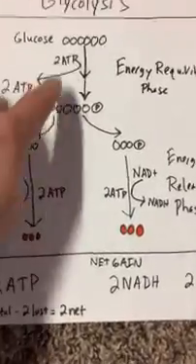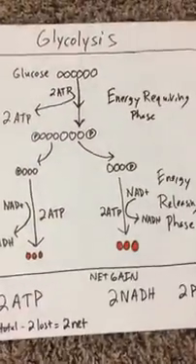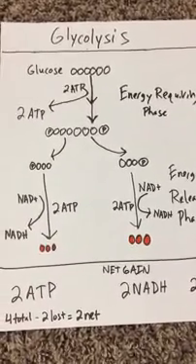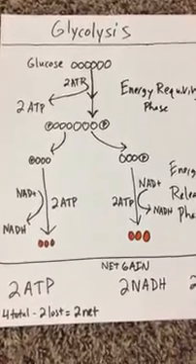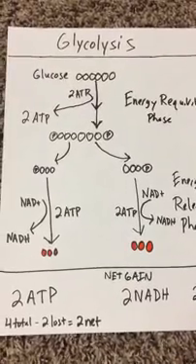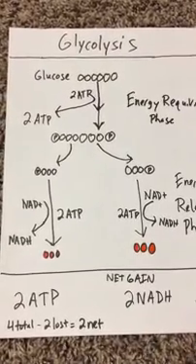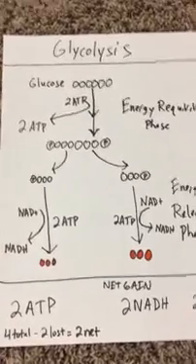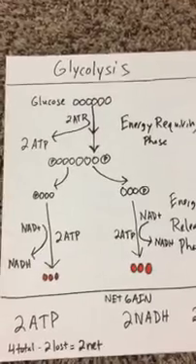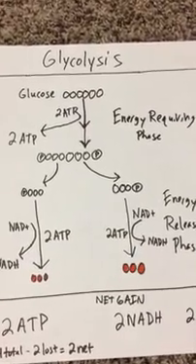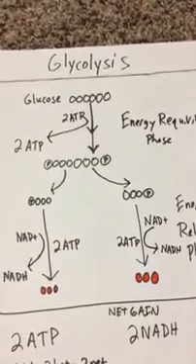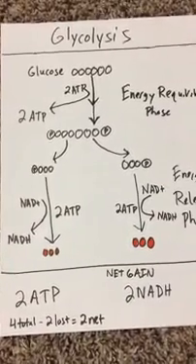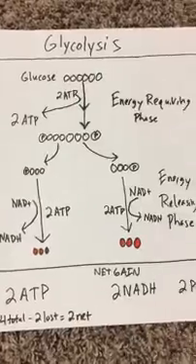Glucose, as you can see here, is a 6-carbon molecule. And now it's going to be split into two 3-carbon molecules called pyruvates. As mentioned, this is the first step of cellular respiration, but glycolysis itself does not require oxygen. Anaerobic organisms, which don't use oxygen, can also use glycolysis.